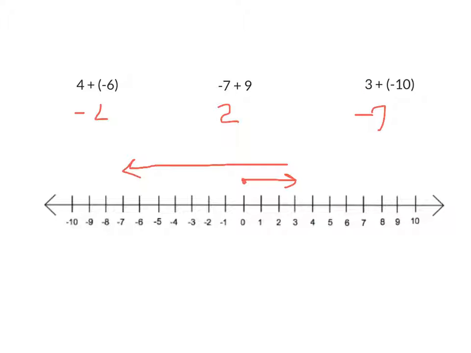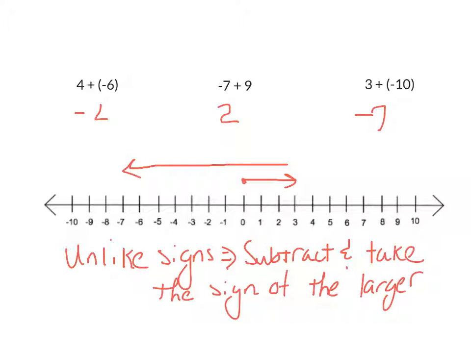Now where does the sign come from? Well, I have in this example more negatives than positives, so my sum is going to be negative. In the second example, I have more positives than negatives, so my sum is going to be positive. And in the third example, I have more negatives than positives, so my sum is going to be negative. This leads us to the next rule for adding integers. So the rule is, unlike signs, subtract and take the sign of the larger number.